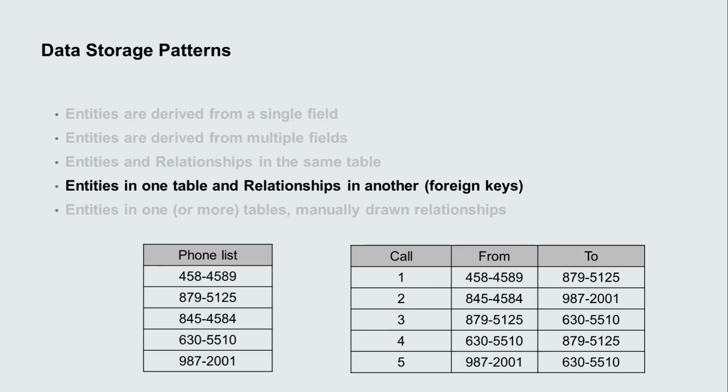Entities and relationships can also be stored in different tables. Here, the table on the left has the master phone list, which is the entities, and the table on the right has a list of phone calls, which link the phone numbers together. The primary key for the phone calls is the call ID, while the phone numbers are the foreign keys.